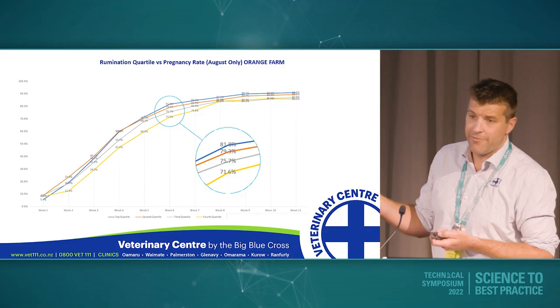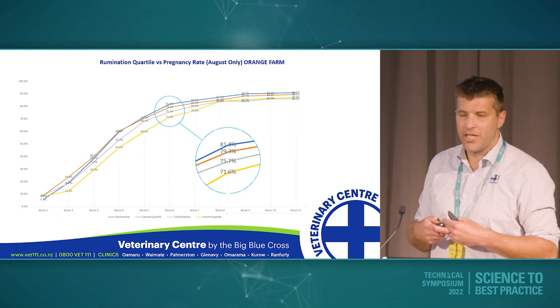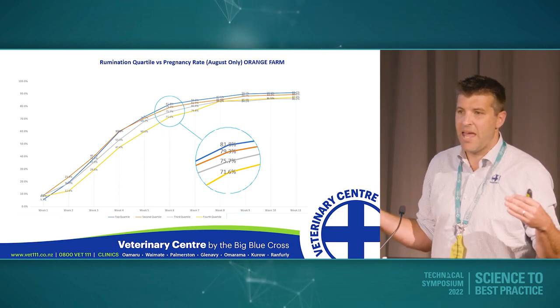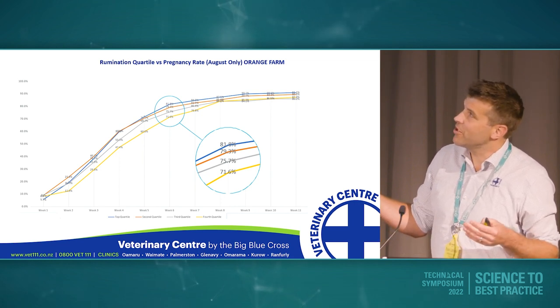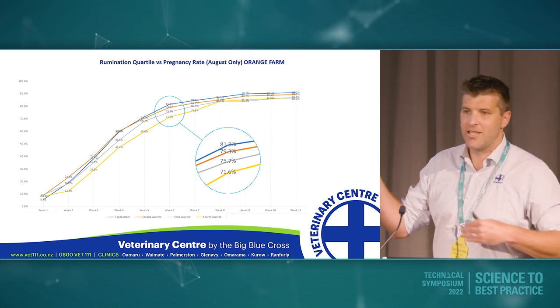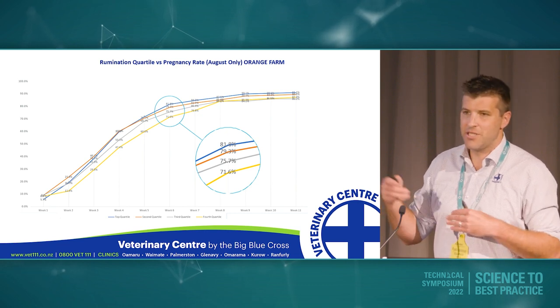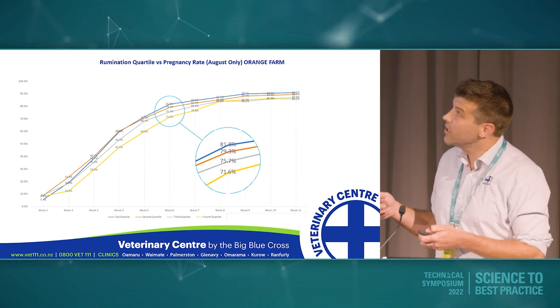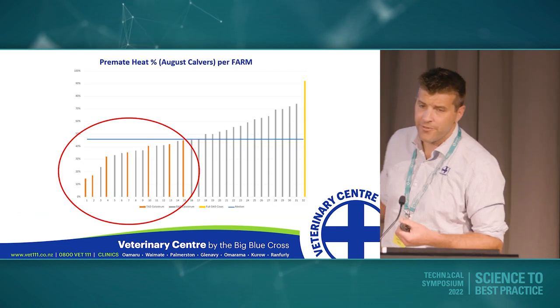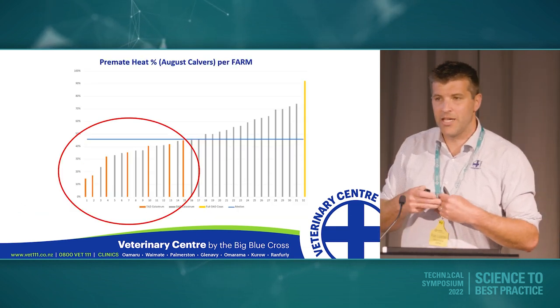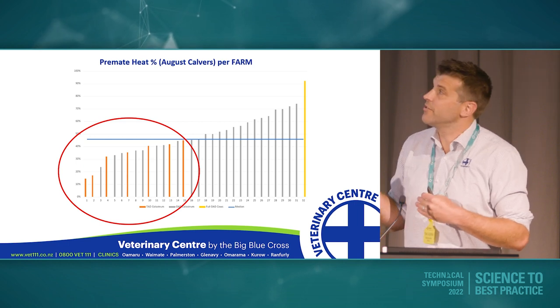And then this was the graph when we broke out that orange farm, who created a huge amount of man-made variance in rumination in the first 7 days. And we could see that if we split out that spread, we actually had a 10% spread in the in-calf rate at 6 weeks.